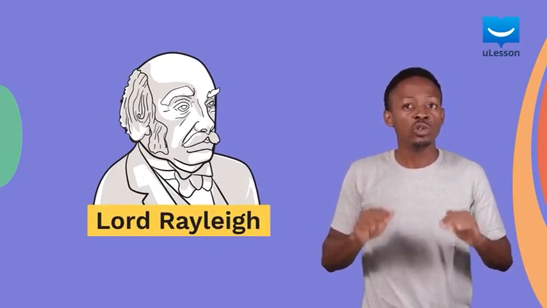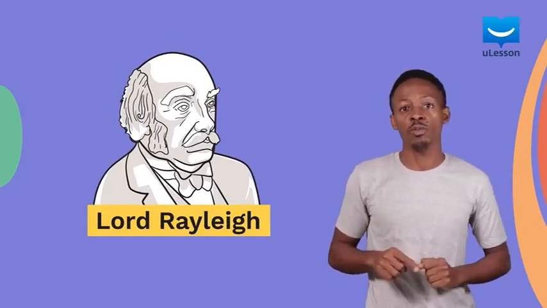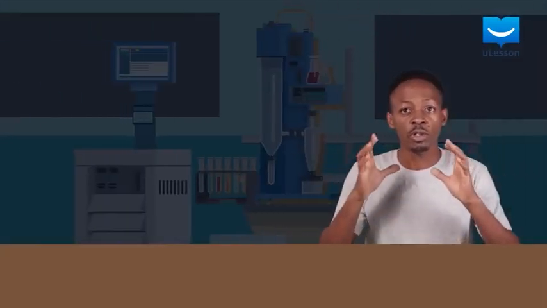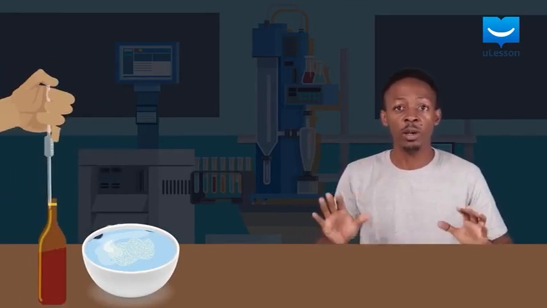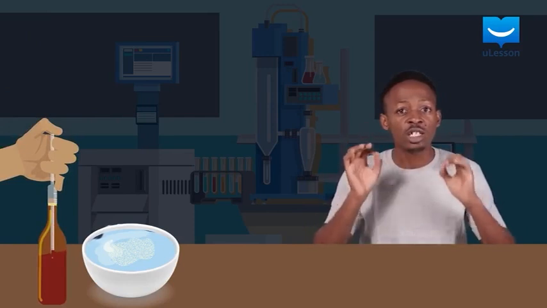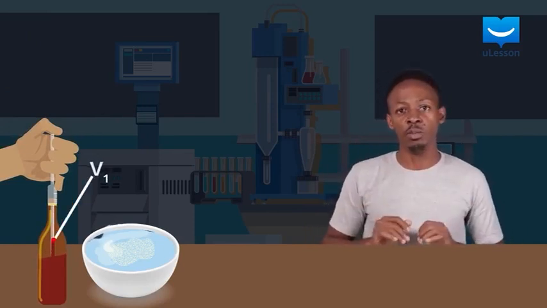He did this using the oil film experiment, which you can try at home. To do this, put clean water into a shallow, clean, oil-free dish and sprinkle some lycopodium or talcum powder lightly on the surface of the water. Then, using a graduated pipette with a fine bore, take a small volume of oil. Now note the reading on the pipette.